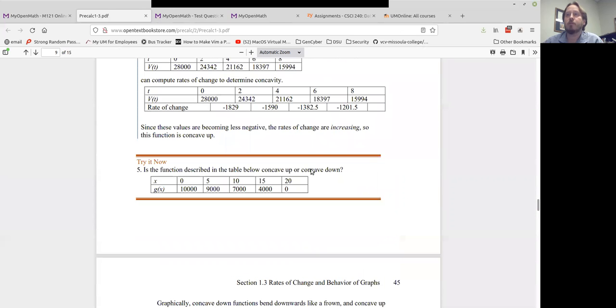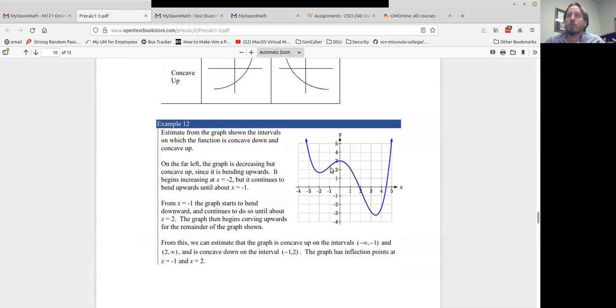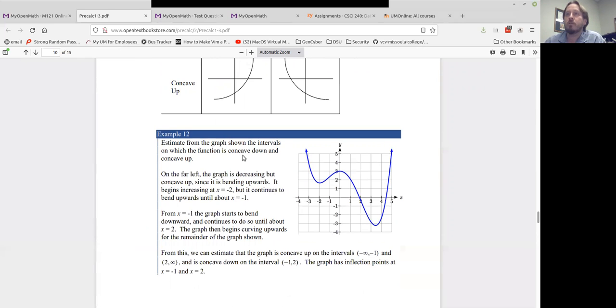The idea of inflection points, so they have a couple of examples here: concave down, concave down, concave up, concave up. You can be either increasing or decreasing when you're concave down. And I think that might be one thing that gets confusing for some people, but the concavity really has to do with which way it's curving, not if it's currently going up or going down. That's kind of irrelevant. It's which way is it curving.